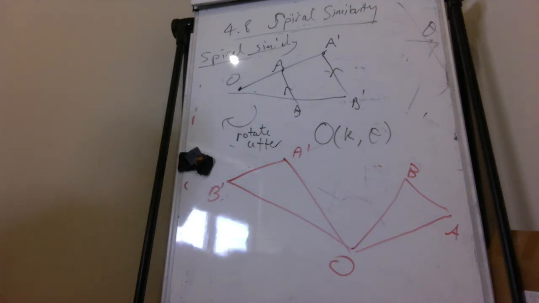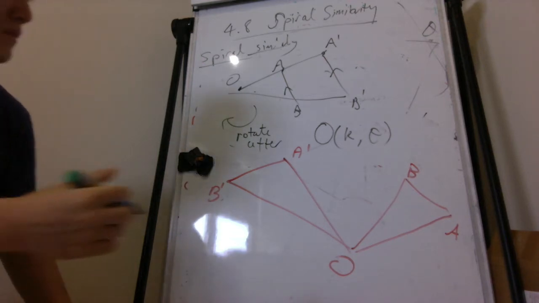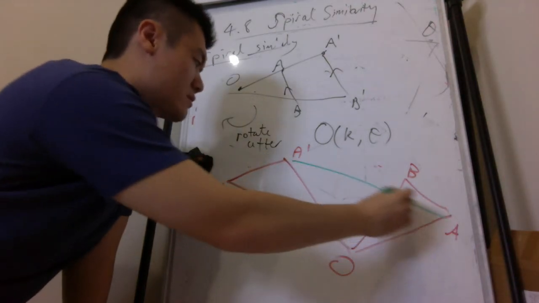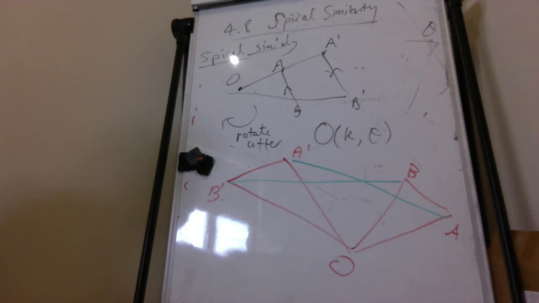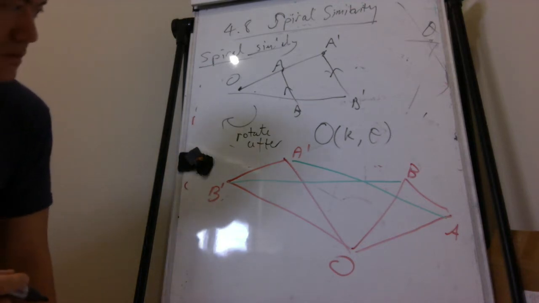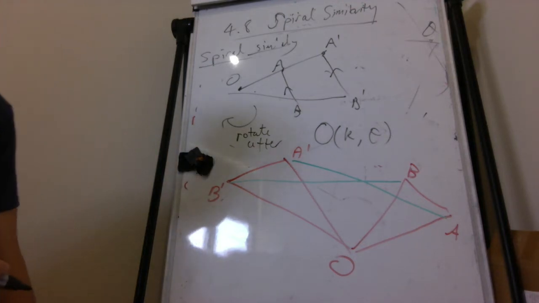So this is the diagram. There's two pairs of similar triangles. So first, OAB and OA'B'. Second, OA'A and OB'B. So it's like this and this, yeah? And then also the tiny triangle at the top, B, A, A', and then X. That's also similar.